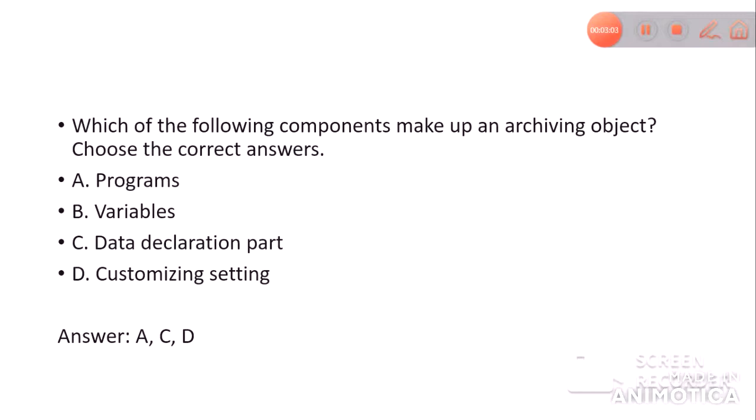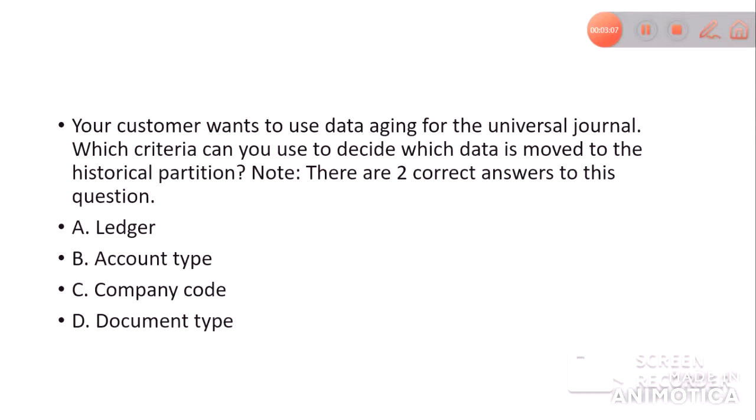Your customer wants to use data aging for the universal journal. Which criteria can you use to decide which data is moved to the historical partition? So it can be account type, company code, or document type, company code. Any of the options is possible.